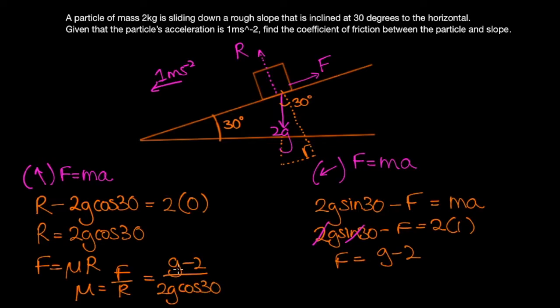So if we take g to be 9.8, cos 30 in degrees, that's going to be root 3 over 2. So this comes out as 0.46 to 2 significant figures.